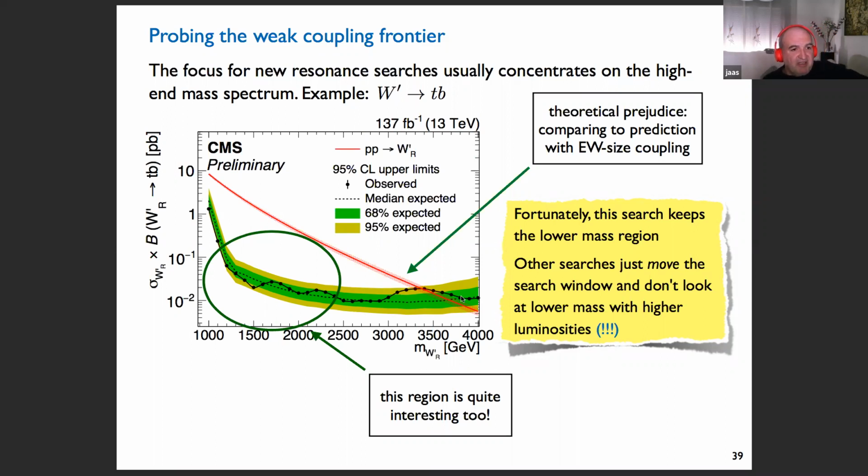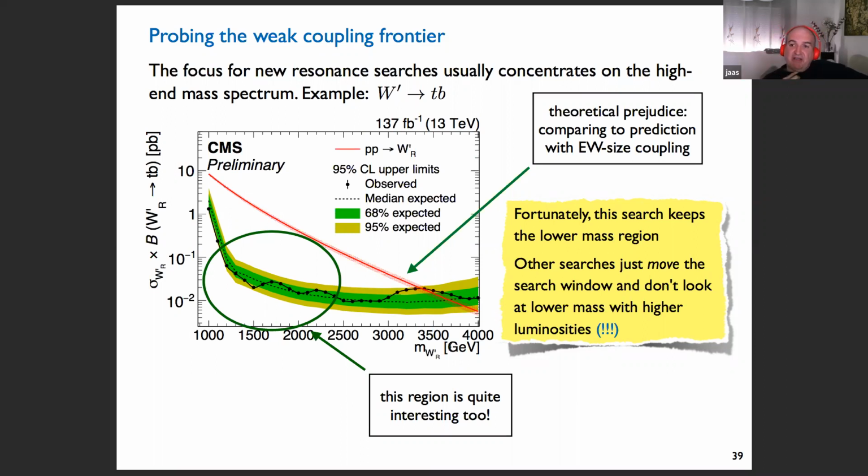You have the expected limit plus minus 2 sigma, and then you have the observed limit. And experimentalists like to draw lines, this red line, to compare with something. They, in this case, draw a line. This is a search for a W prime decaying into top and bottom.